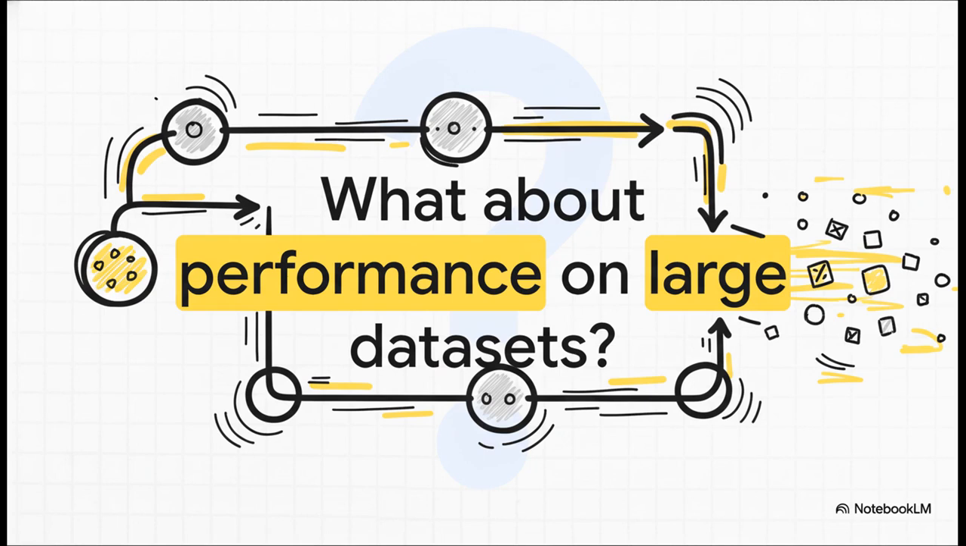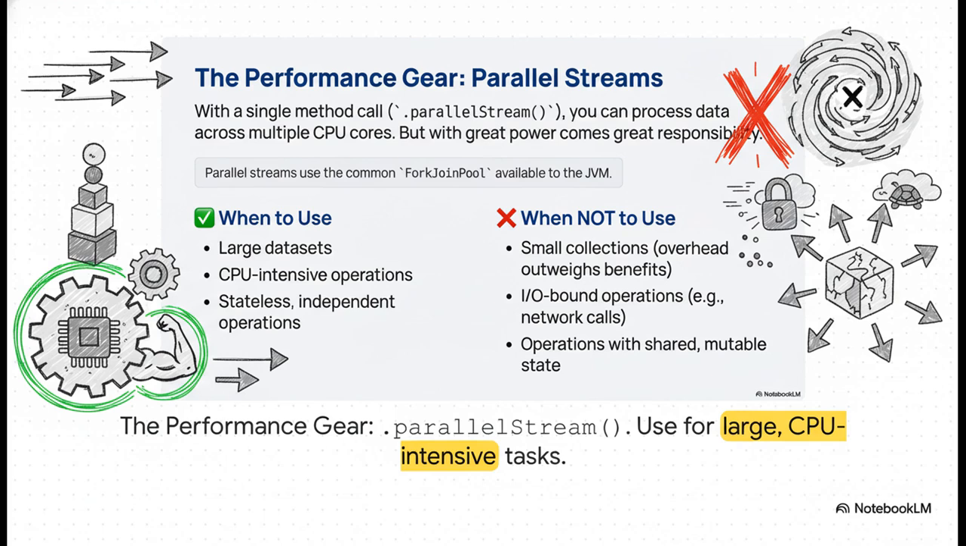And that brings up the big question, right? The one everyone asks. What about performance? What happens when I'm processing millions of items? Is this fancy new stream pipeline going to be fast enough? Well, the answer is .parallelStream. With that one tiny change to your code, you can tell Java to unleash all of your CPU cores on the problem. It's incredibly powerful.